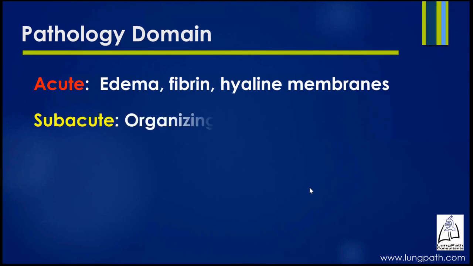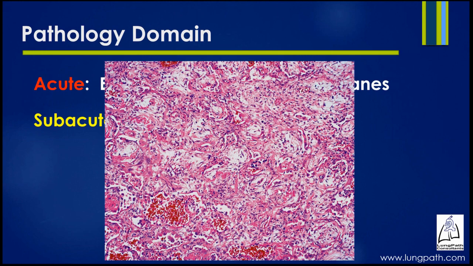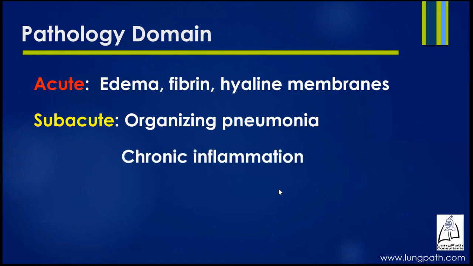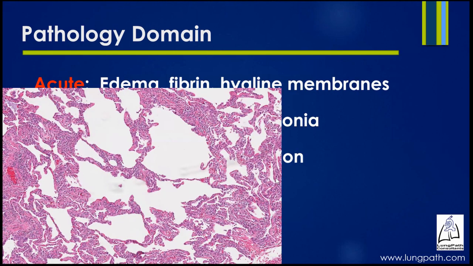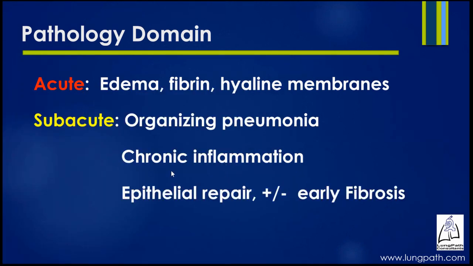We have the subacute pattern, which is organizing pneumonia. We have chronic inflammation in the interstitium. This is what most of you think of when somebody says, I have a patient with ILD. These are cellular infiltrates, and Tom will talk more about their differential diagnosis in the next lecture. And then epithelial repair and early fibroplasia.